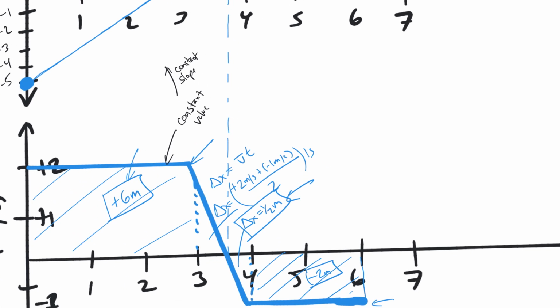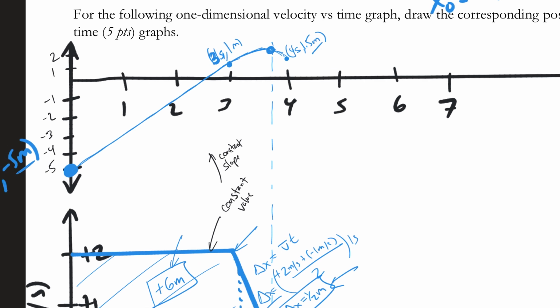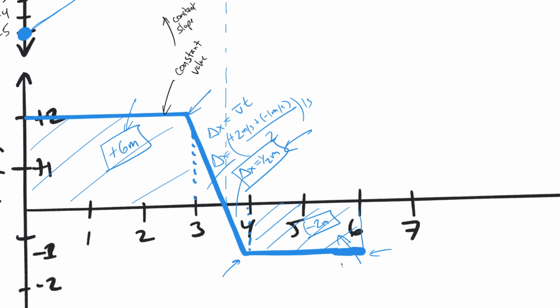So then we're going to go down another 2 meters over the next 2 seconds. We're at 1.5 and we're going to end up at -0.5, which is about right there. So this will be 6 seconds, -0.5 meters. And we'll notice again, we've got a constant value.